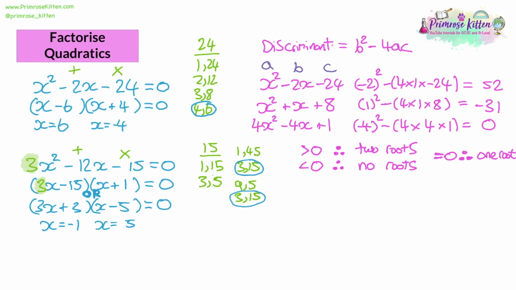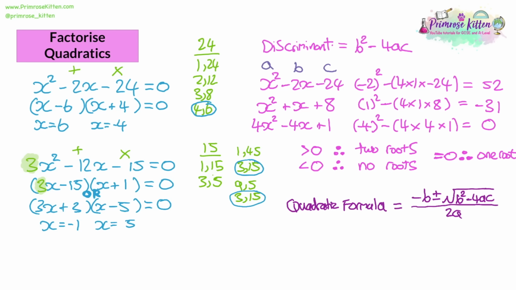Another formula is the quadratic formula. The quadratic formula is negative b plus or minus, so you've got to do it both ways and get 2 answers, the square root of b squared minus 4ac. And you'll notice that's the discriminant. That's why a negative discriminant means there's no answers, because you've got a square root of a negative number, you can't do it. And that's all over 2a.